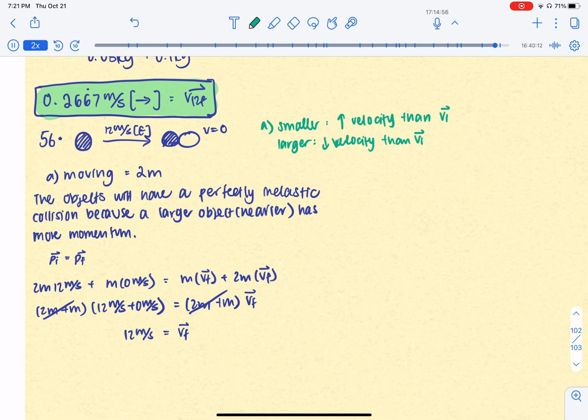Okay. Afterwards, they combine together. They move off in a direction like this. Car, truck. And the velocity of the car is equal to the velocity of the truck, right? Because it's a completely inelastic collision.